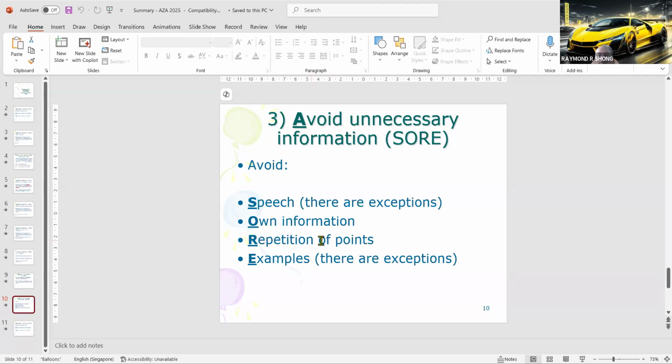And of course, do not repeat the points. Then a student asks, how do I know whether my points repeat or not? Yeah, that is where we need a lot of practice. That's where you need a lot of learning and reading. Sometimes you can tell whether it's a repeat or not.